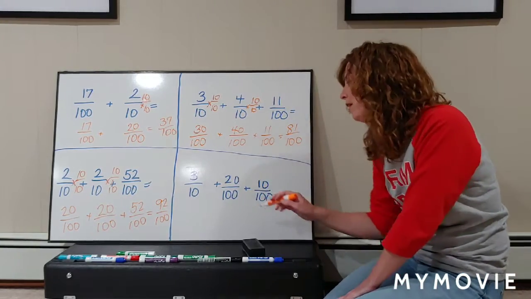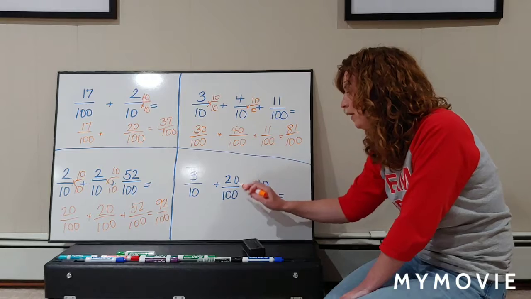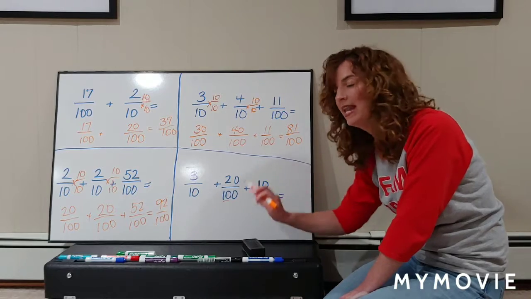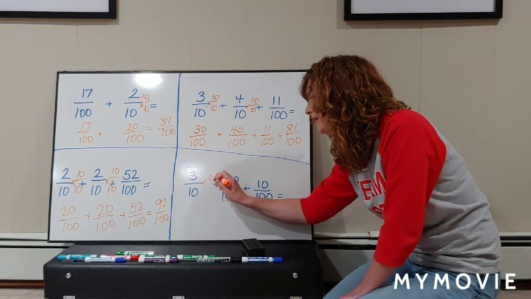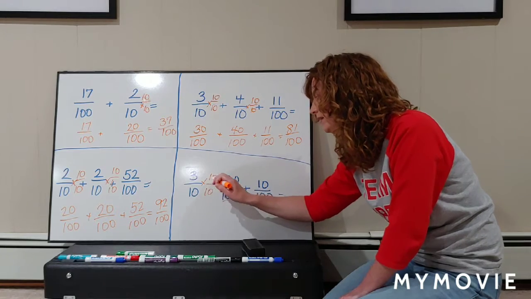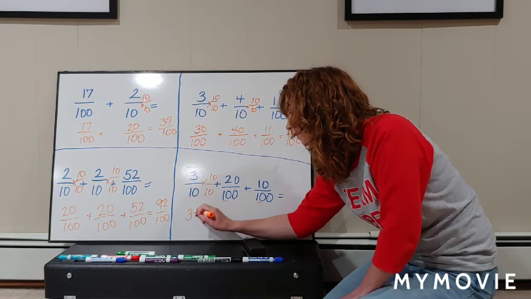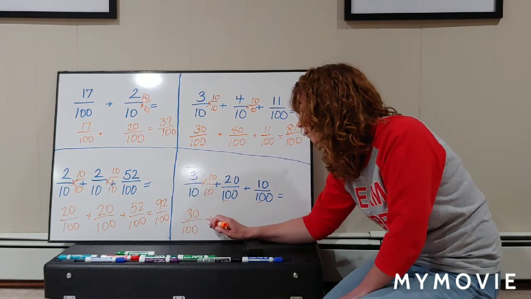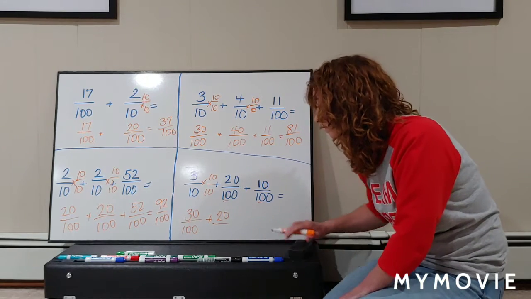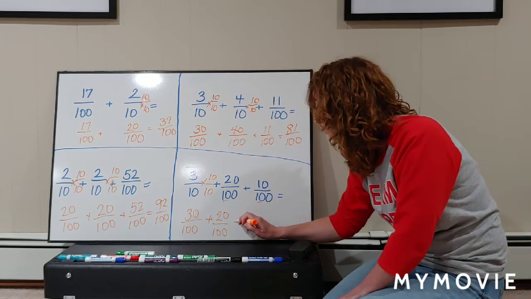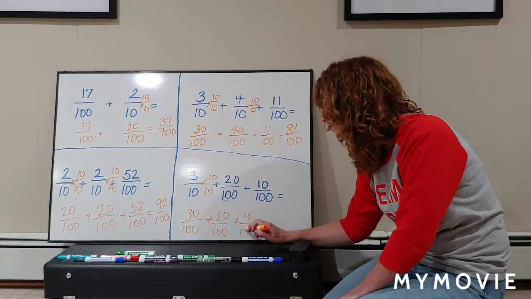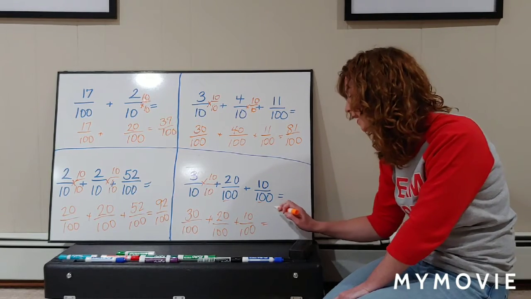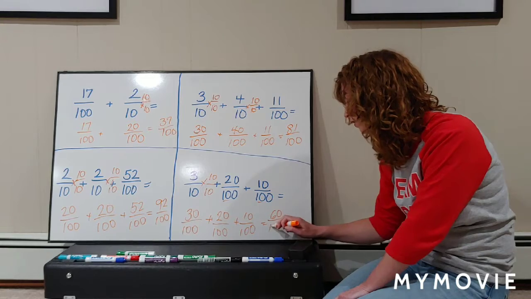And here we have 3 fractions again. 3 tenths plus 20 hundredths plus 10 hundredths. Look, we have 100, we have 100. We're going to leave those. We want to make our 10 the same as that. So we're going to multiply by 10 on top, 10 on bottom. 3 times 10 is 30. 10 times 10 is 100. Plus 20 hundredths plus 10 hundredths. 30 plus 20 equals 50. Plus 10 is 60 hundredths.